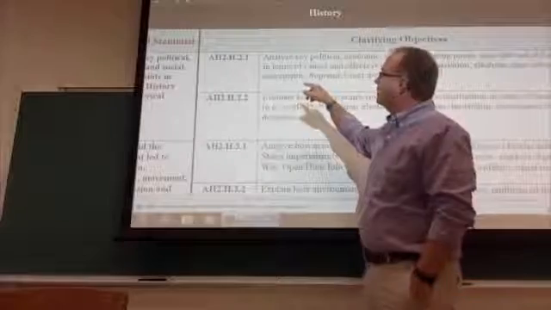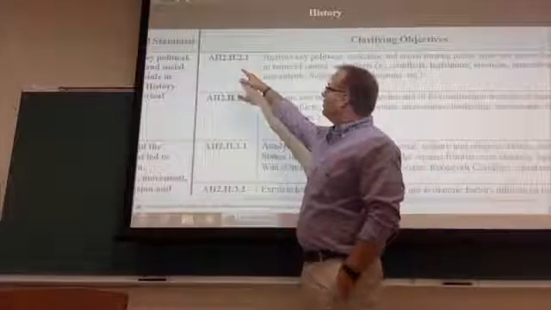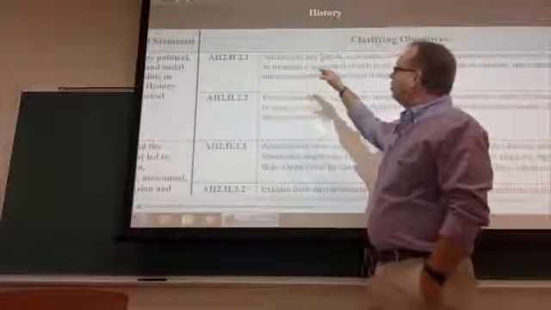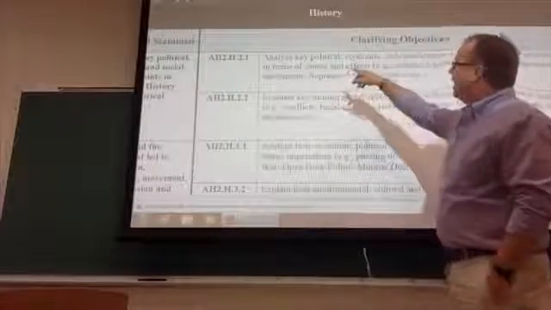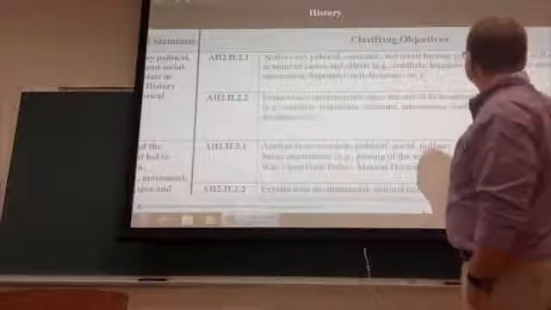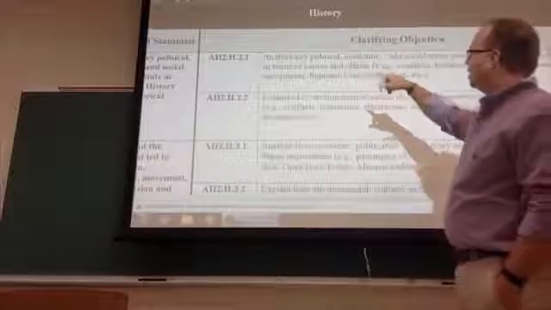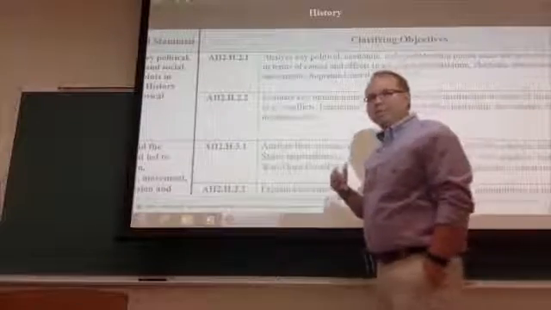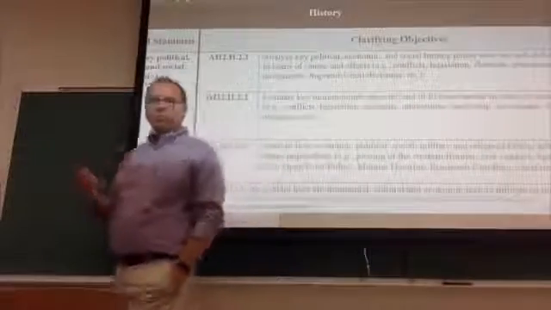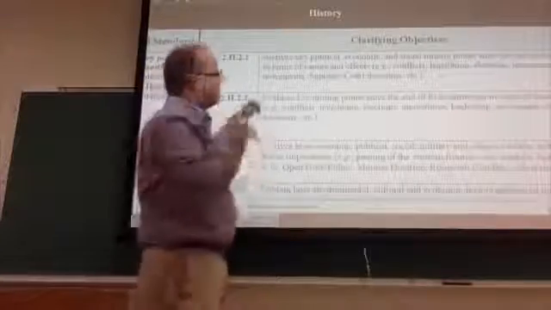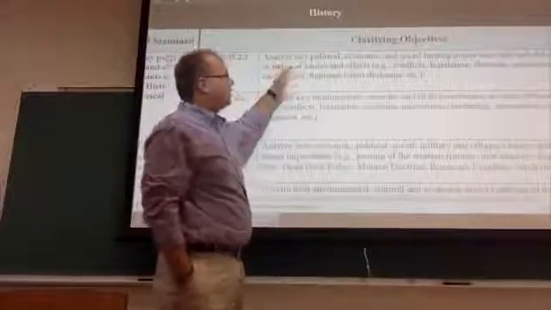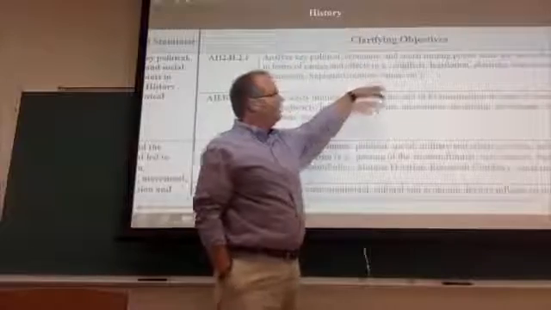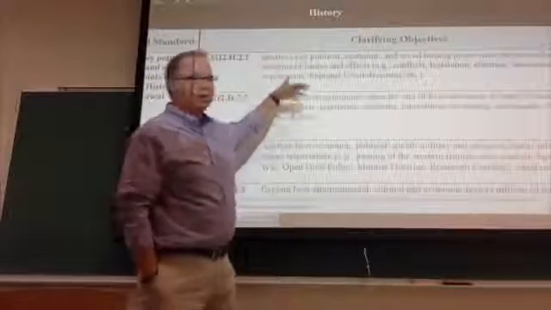If not, I'm referencing right now AH2.H.2.1. And so what we have is we have analyzed key political, economic, and social turning points since the end of Reconstruction in terms of causes and effects. Well, that sounds relatively familiar, but if you notice, it says since the end of Reconstruction. It doesn't tell you what our topics are. It gives us some idea of some things that we might cover, but it gives us this broad range.